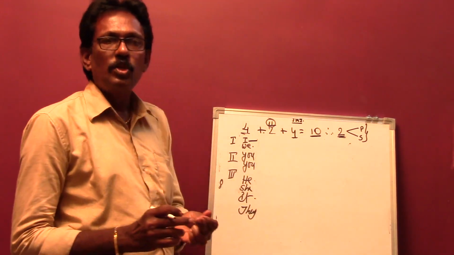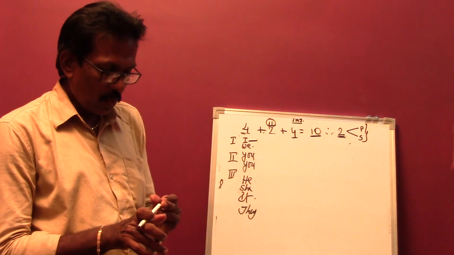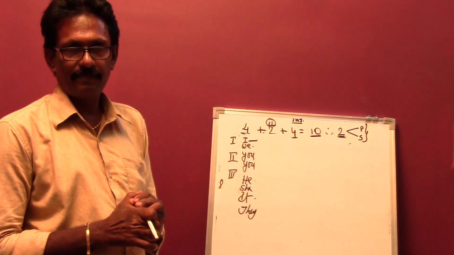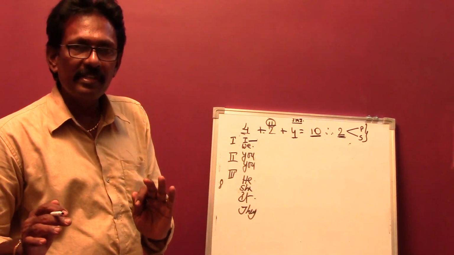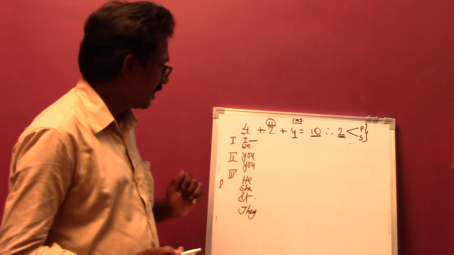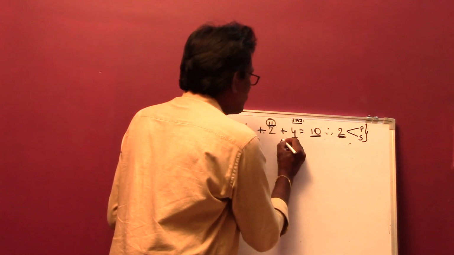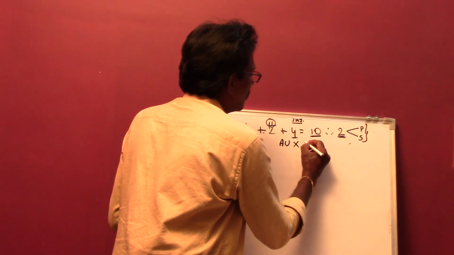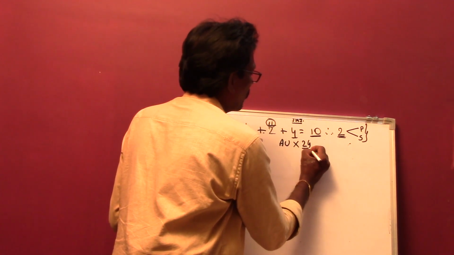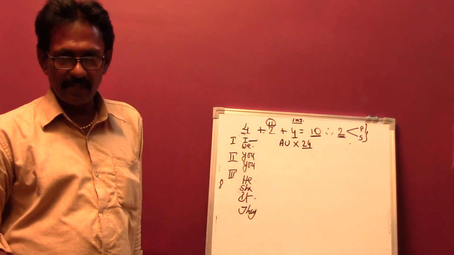Now, to construct a sentence, we need auxiliaries. Before getting into the spoken English classes, I'll tell you this. Auxiliaries. How many auxiliaries are there? 24 auxiliaries are there.